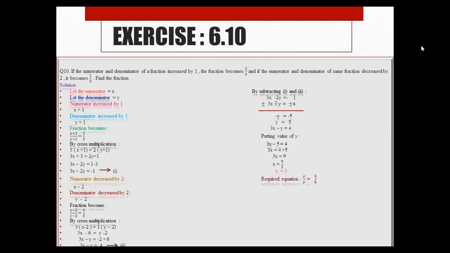Minus 1 and minus 4 is minus 5. From both sides we cancel the negative sign. y is equal to 5. Now you put the value of y in any equation. 3x minus y is equal to 4. 3x minus 5 is equal to 4. Shift 5 to the other side. 3x is equal to 9 and x is equal to 3.